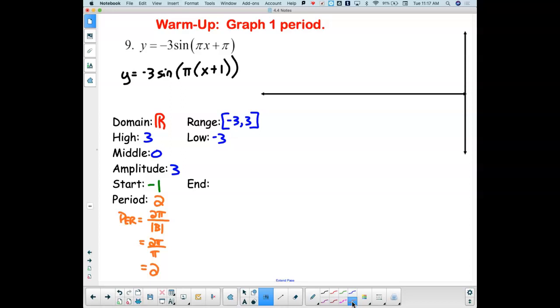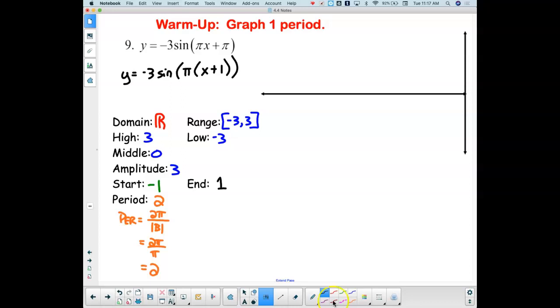Why does it start at -1? Because it's plus 1. We always think oppositely inside a set of parentheses. Okay. So that puts my ending at 1. Sine curve: starts middle, low, or high? Middle. This particular sine curve goes down, because it's got a -a value, correct?